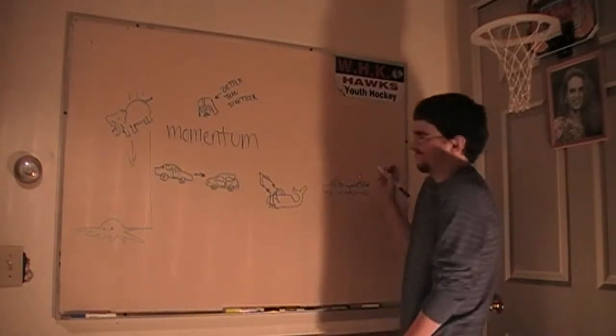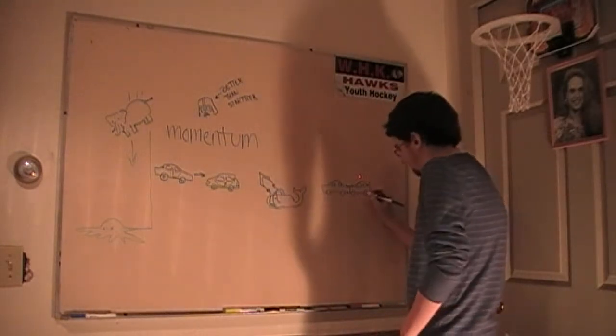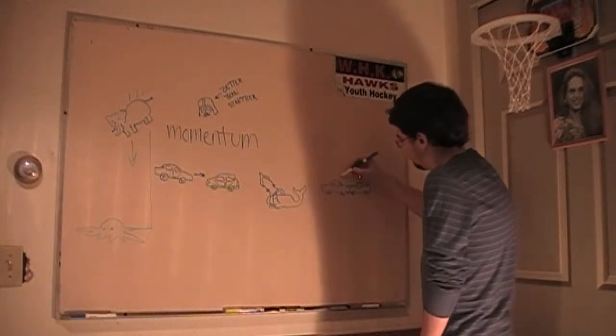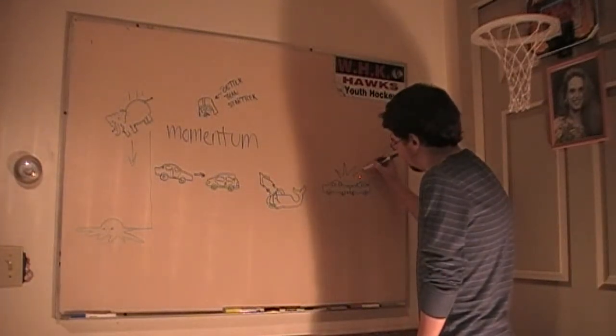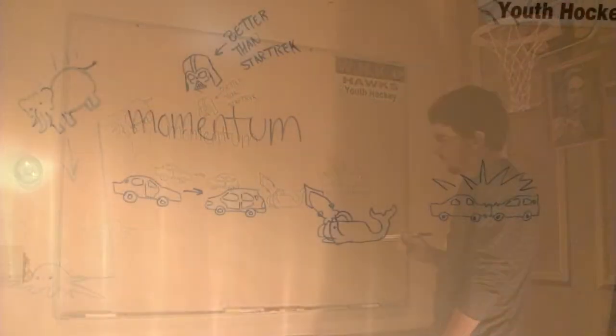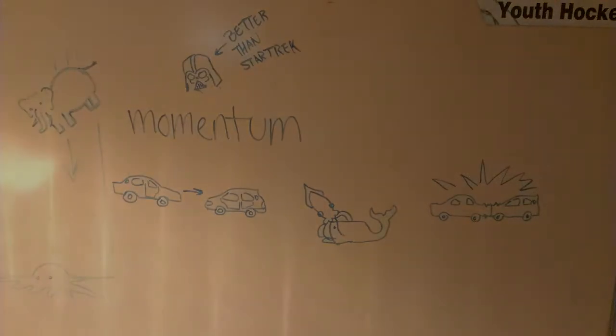Let's redo that. Two objects, one and two, in an isolated system: the total momentum of the two objects before the collision is equal to the total momentum of the two objects after the collision. Any momentum lost by the first object is gained by the other.